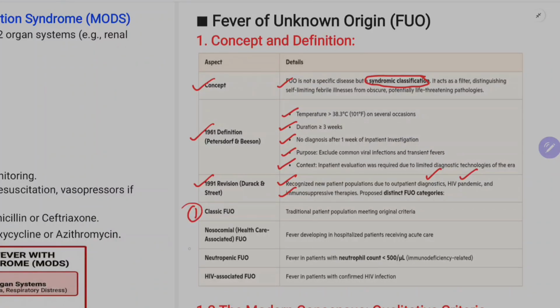Number 1 is classical FUO, number 2 is nosocomial or healthcare associated FUO, number 3 is neutropenic FUO, and number 4 is HIV associated FUO. Classical FUO is the traditional patient population meeting the original criteria. Nosocomial is fever developing in hospitalized patients receiving acute care. Neutropenic is fever in patients with neutrophil count less than 500 per microliter, nothing but immunodeficiency related. HIV associated is fever in patients with confirmed HIV infection. So these are the 4 populations described by Durack and Street.